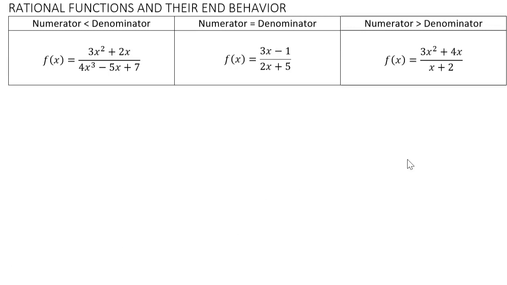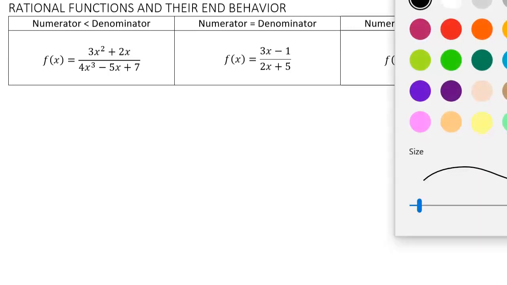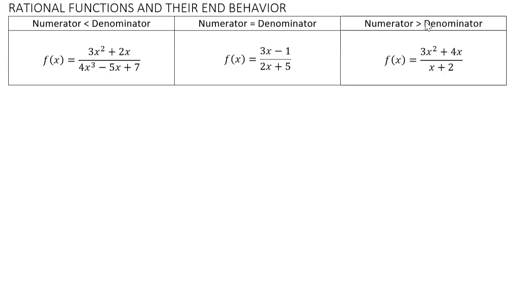Welcome back, calculus students. In this section of the video notes on limits at infinity and curve sketching, we're going to be taking a look at rational functions and their end behavior. Now, this should be a review of things that you learned in MAT 150 or a previous algebra class. However, we are going to put a calculus spin on each of these examples.